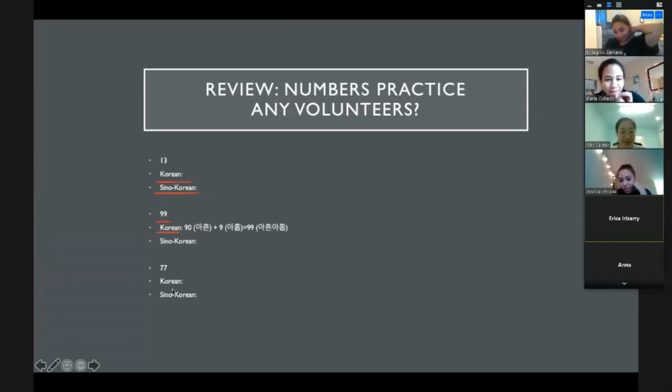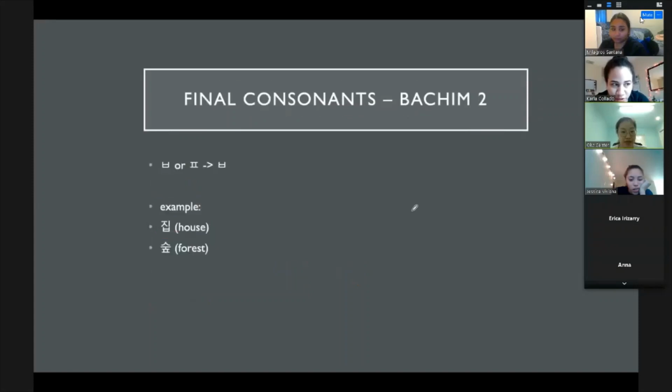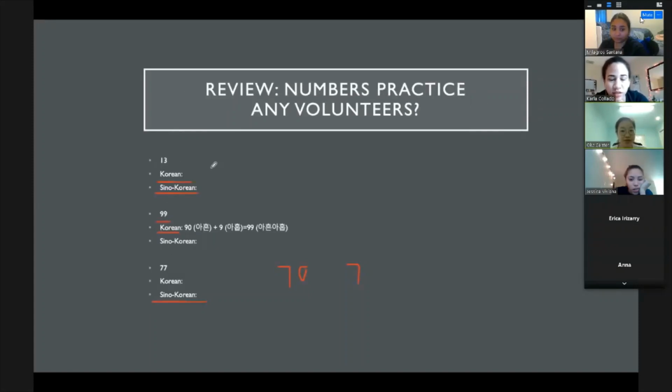Yes, it's right. 일은 일곱, because 70 is 일은, and then 일곱, single. 일은 일곱. How about Sino-Korean? 77. 77, perfect. Okay, that was the numbers 1 through 99.